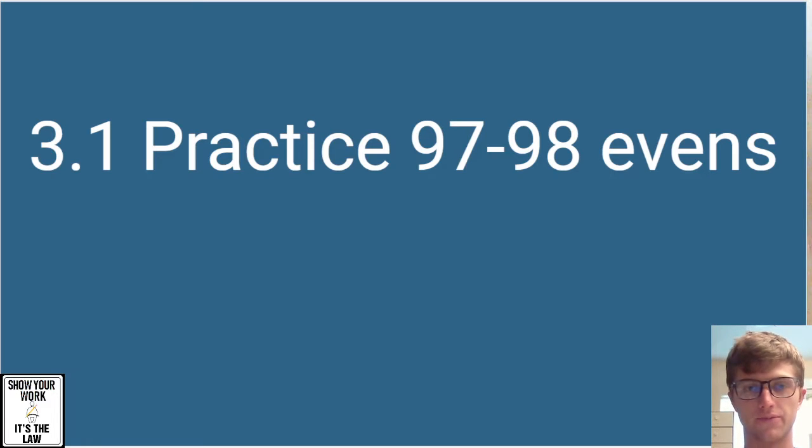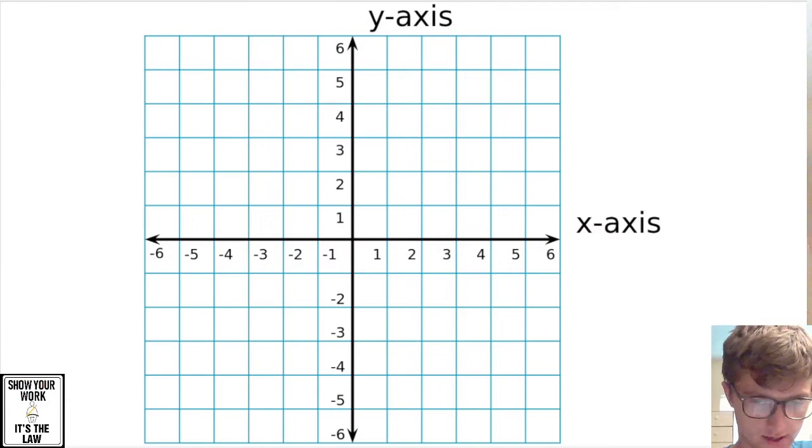Okay. 3.1, whatever I said. Okay, you get it. You can read. You don't need me to tell you. All right. For questions 1 through 6, we are graphing. It says plot the following ordered pairs on the same Cartesian plane.